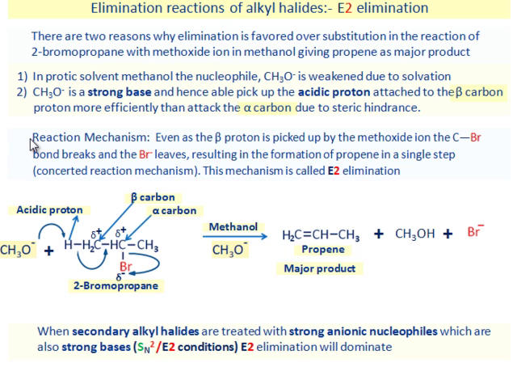Reaction mechanism. Even as the beta proton is picked up by the methoxide ion, the C-Br bond breaks and the Br- leaves, resulting in the formation of propene in a single step. Concerted reaction mechanism. This mechanism is called E2 elimination. When secondary alkyl halides are treated with strong anionic nucleophiles, which are also strong bases, E2 elimination will dominate.